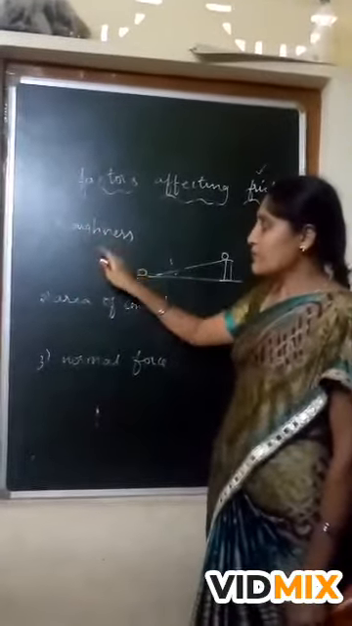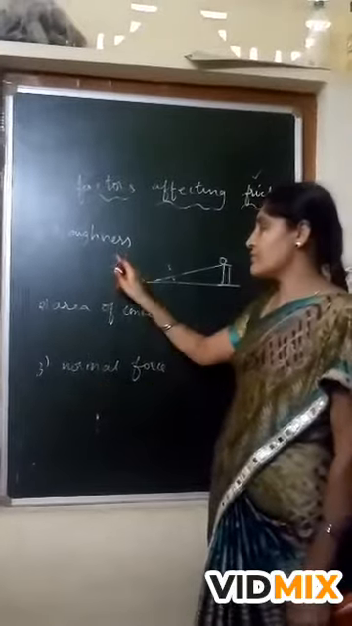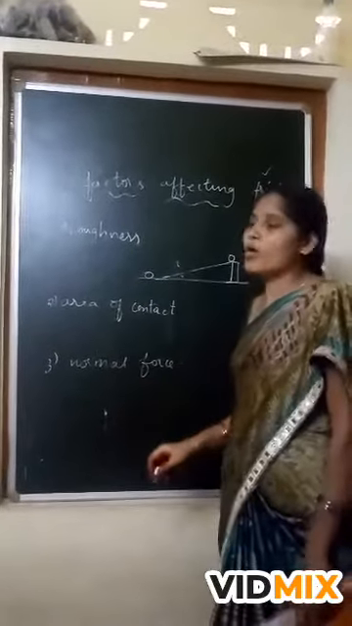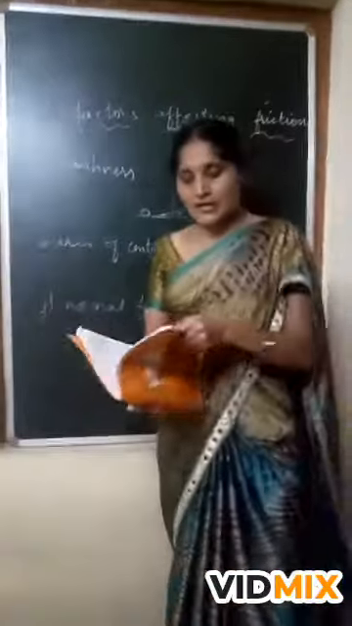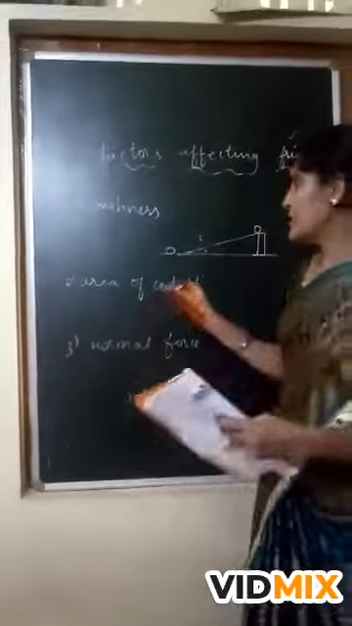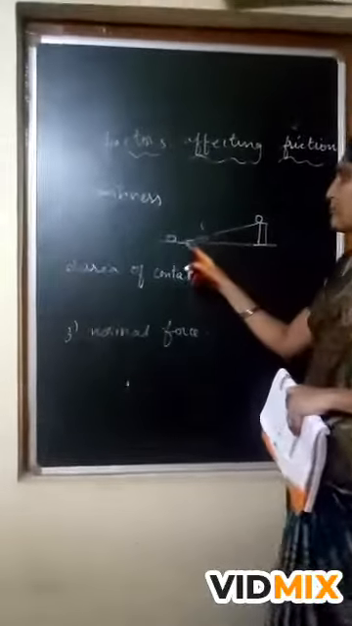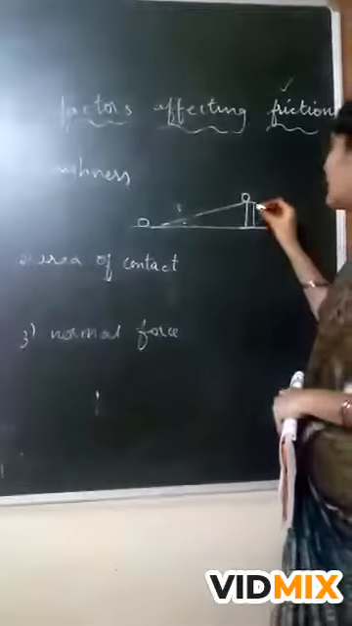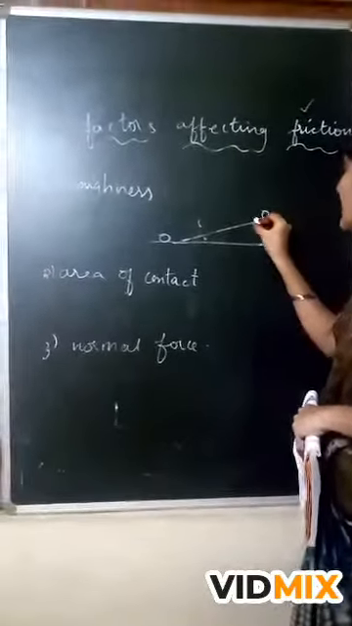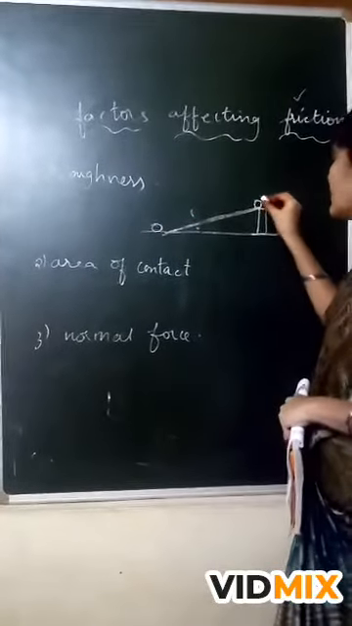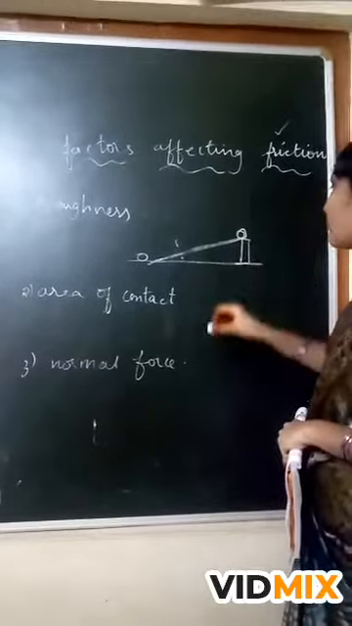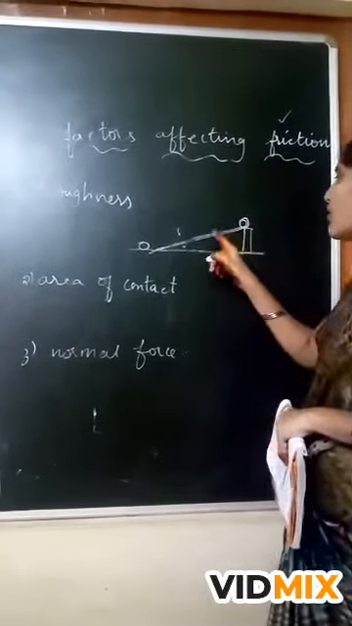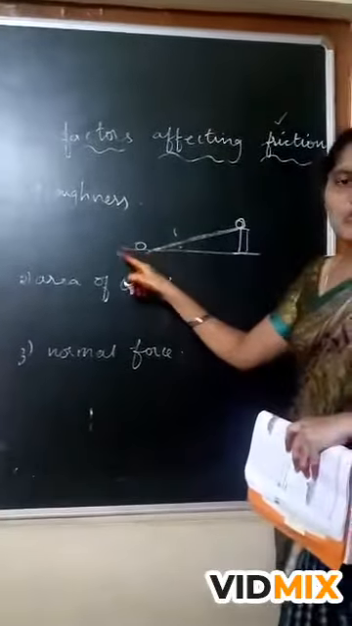It depends upon three factors: rough surface, area of contact, and normal force. First let us see the roughness. Let us take one inclined plane, slightly bent like that. Take one ball or a pencil cell and roll it on this surface. What happens? It moves to some extent and stops.